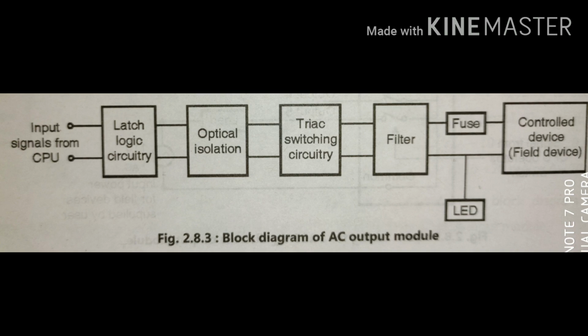Next one is the control device, that is the load. Control device loads are the field output devices which may operate on different voltages. When the status of the output is 1 in the output data table, then the control device turns on, and when the status is 0, then the devices are turned off. Okay, so note down this diagram. Latch circuitry is there, optical isolation, TRIAC switching circuit. Okay, as we have explained, control devices are there, meaning the field devices, meaning the load.